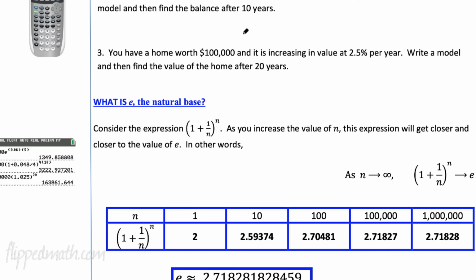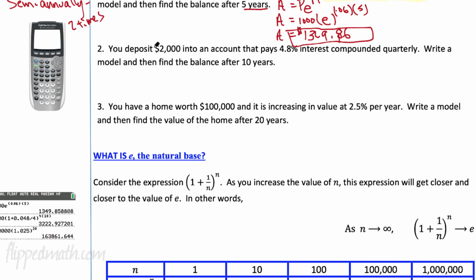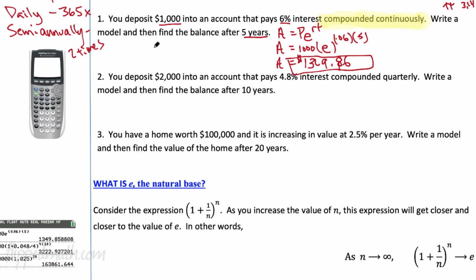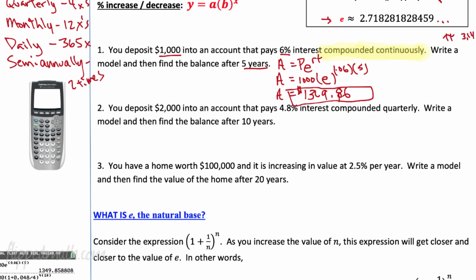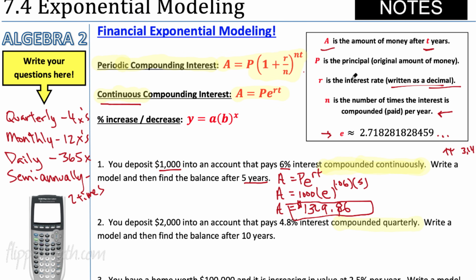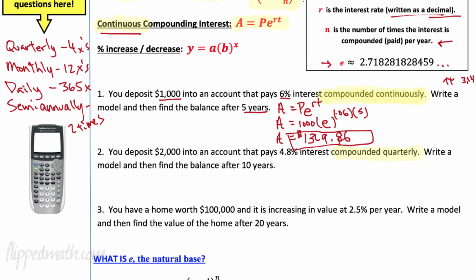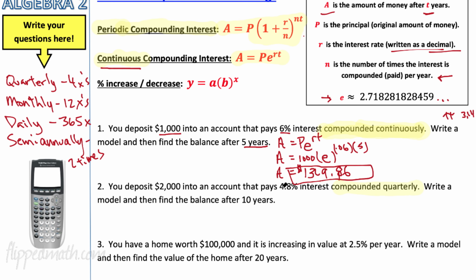Let's try the next one. So the next problem is you deposit $2,000 into an account that pays 4.8% interest. And here's the key: quarterly. Now, as we said before, if we're going to do periodic compounding interest, there are going to be keywords: quarterly, monthly, daily, semi-annually. So this says quarterly, so that means 4 times a year. So we're going to use that formula right there at the top, the very first one. Most ugly formula, but, you know, here it is. 1 plus r over n raised to the nt power.